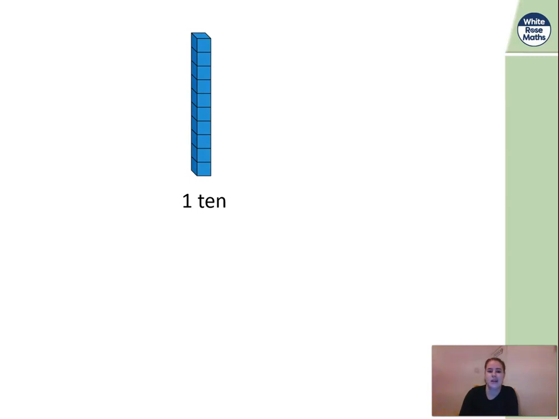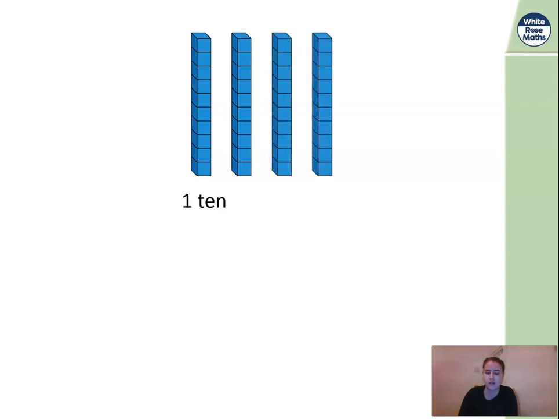So here is what 110 looks like using our base 10 equipment. And here we have 4 lots of 10. We have 110 and we have it represented 4 different times. So this can be the same as saying 4 times 110. Now we know that 4 times 110 is the same as saying 4 tens. As a multiplication sum, we know this is the same as saying 4 times 10, which gives you 40.